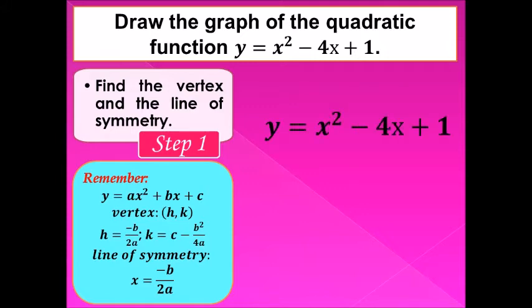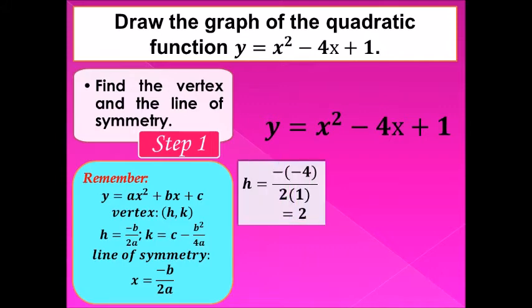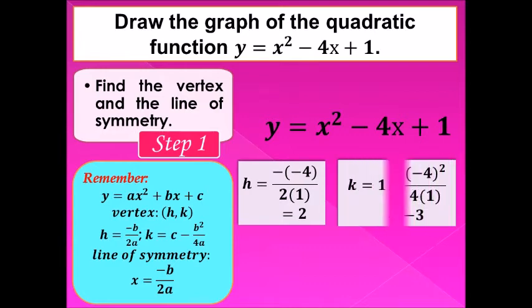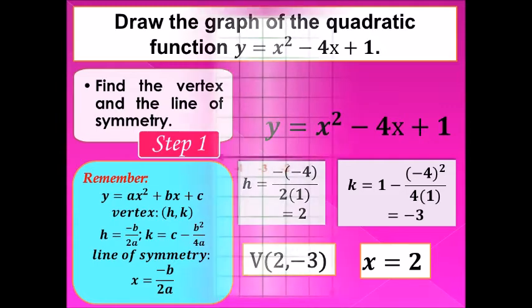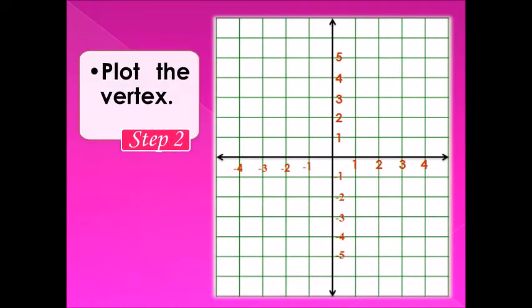In our example, y = x² - 4x + 1. Solving for h, we have 2, and solving for k, we have -3. Therefore, the vertex contains the coordinates (2, -3), and the line of symmetry is the equation x = 2. Second, we need to plot the vertex. In our example, the vertex is the point (2, -3).